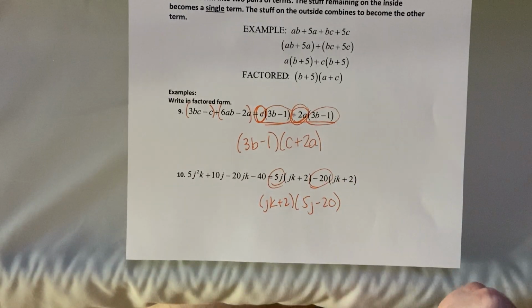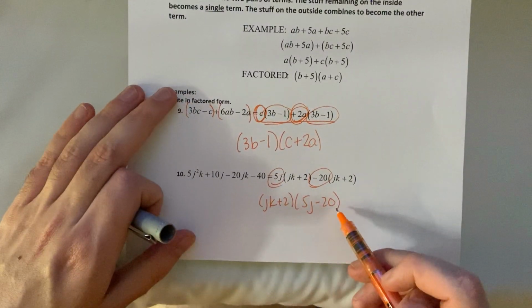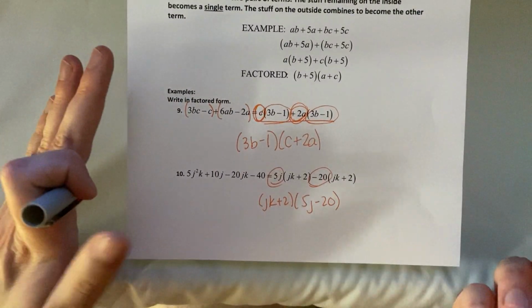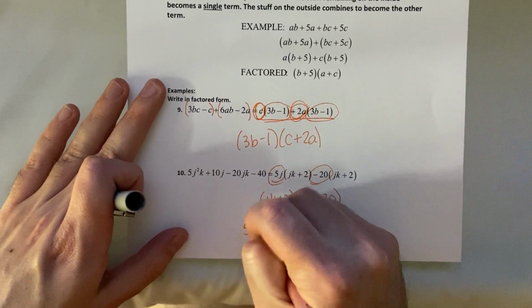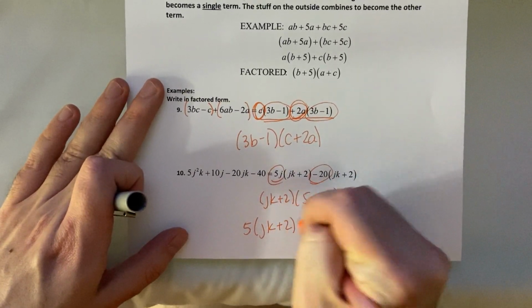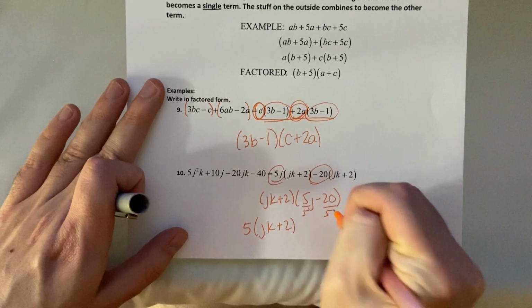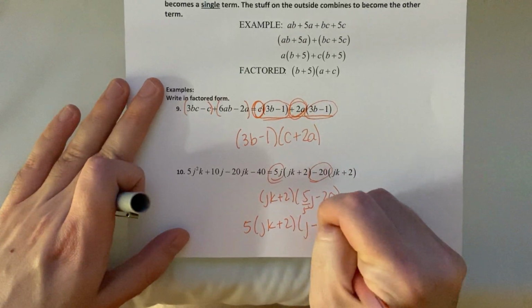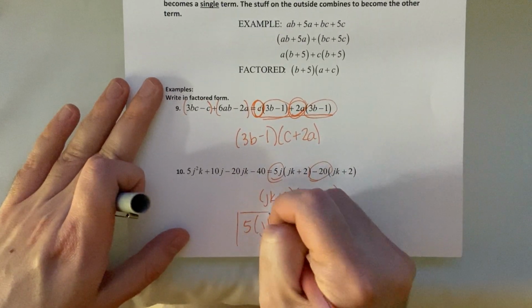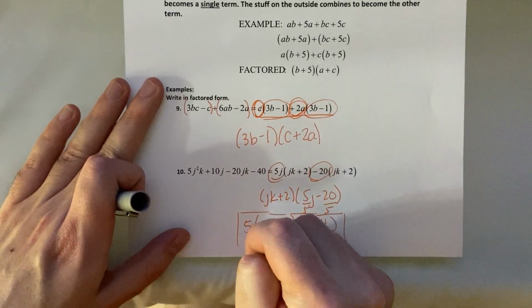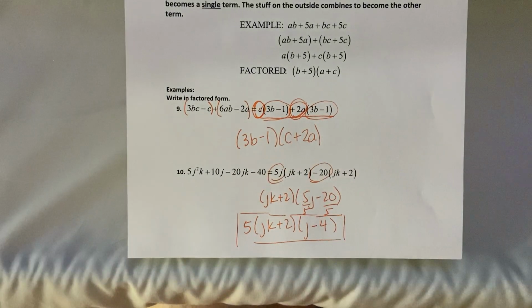Now, you can technically factor this further. What do 5 and negative 20 share? A 5. So if you pull a 5 out front overall, divide by 5 here, you end up with j minus 4. This would be more proper, so just keep that in mind when you're doing this. And we will continue in the next video.